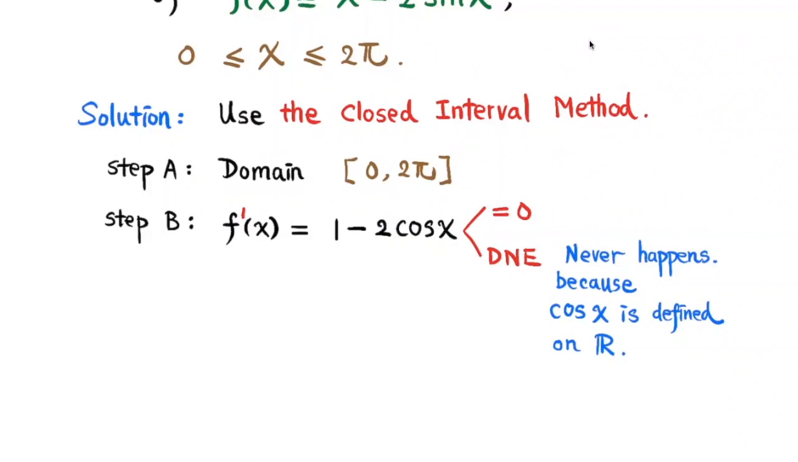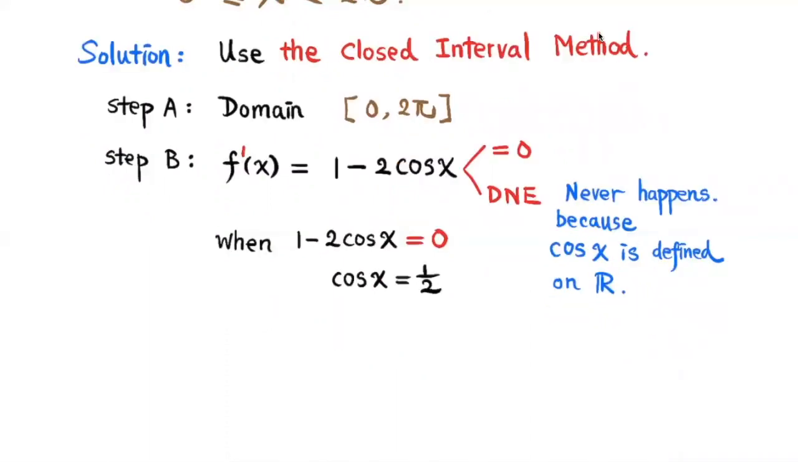Notice that the derivative here will never be undefined because cosine x is defined for all real numbers. So we want to investigate when 1 minus 2 cosine x equals 0. So when cosine x is equal to 1/2. Remember, we're trying to find critical numbers. Critical numbers have to be inside the domain over here. So we're going to focus on this domain from 0 to 2 pi.